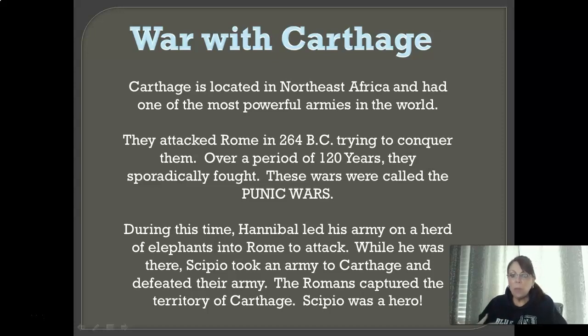And so a Roman general named Scipio, what a crazy name. This Roman general named Scipio hears that Hannibal is on the way with his army and the elephants. And Scipio takes off with his army for Carthage, and he gets to Carthage before Hannibal gets to Rome. And Scipio attacks Carthage and causes them to surrender to the Roman army, and Rome takes Carthage in as a part of their territory. So Scipio is known as a hero going forward.